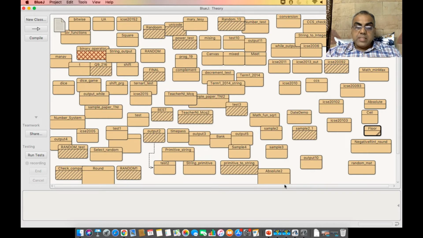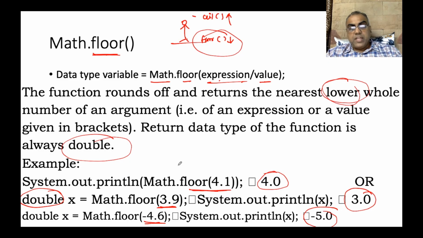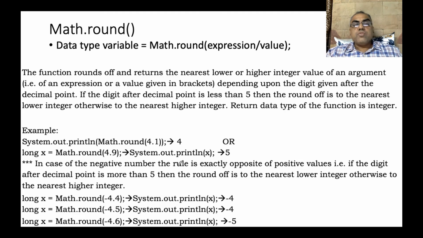The next function that you're going to learn is Math.round. Round follows the exact mathematical principle. What is that principle? If the digit after the decimal is 5 or more, then the conversion is going to be to the higher side, that is, it rounds off to the nearest higher whole number. And if the digit is 4, 3, 2, 1 or 0, then it is going to give you the lower value.